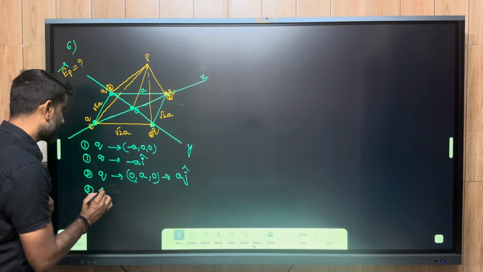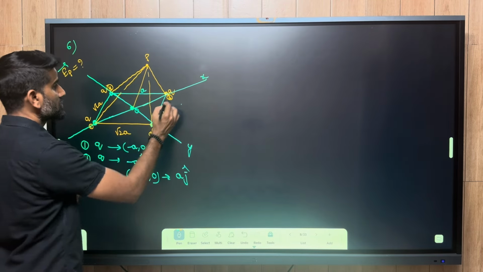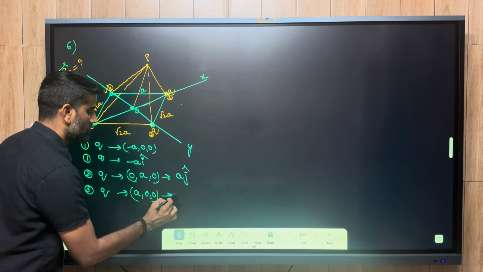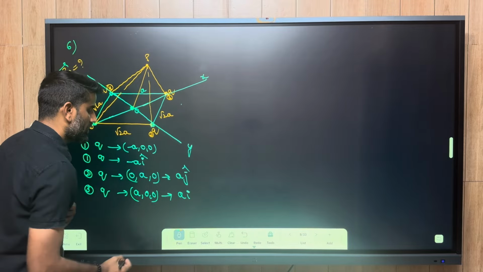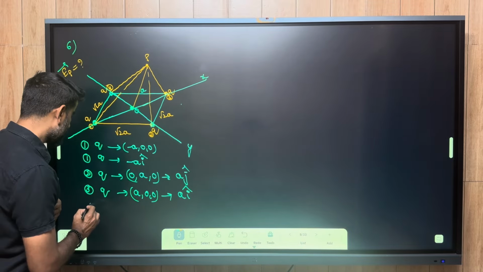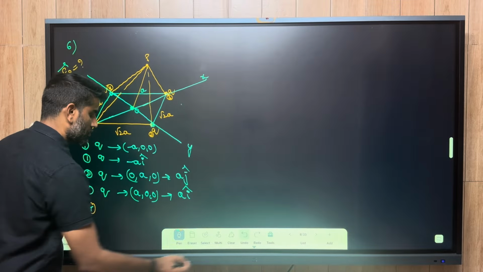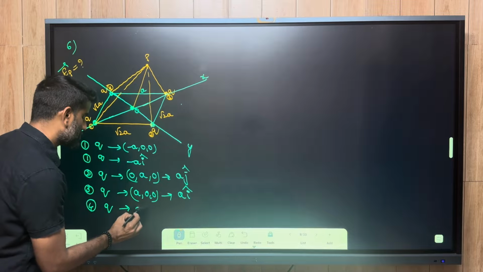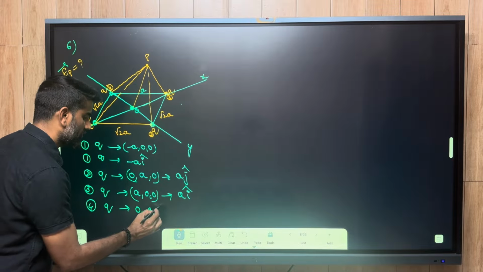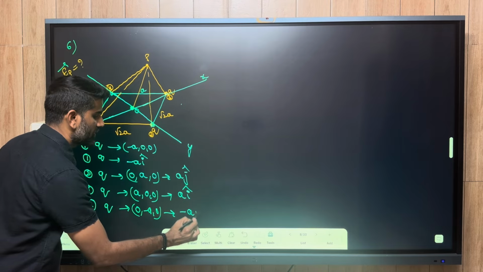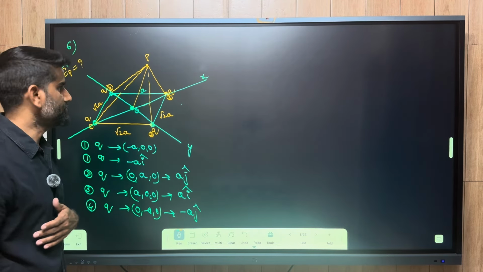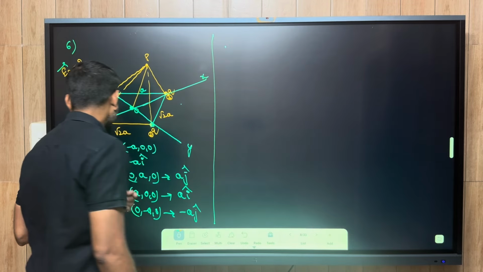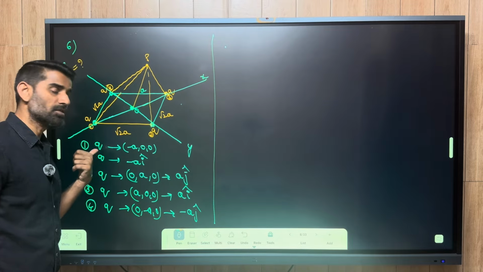And the third charge is on the positive x axis, (a, 0, 0), that is a i cap. And about the fourth charge q, it is on the negative y axis, so (0, minus a, 0), which is minus a j cap. Okay, now I have defined the position vectors of each charge.